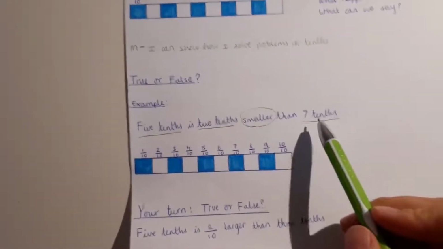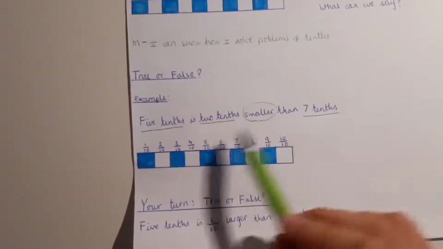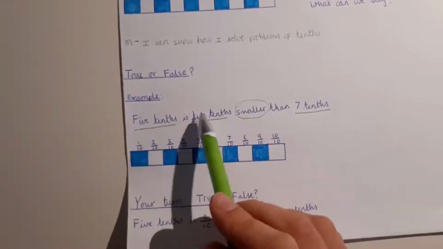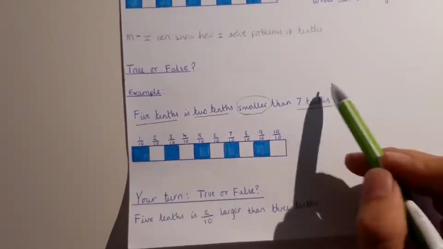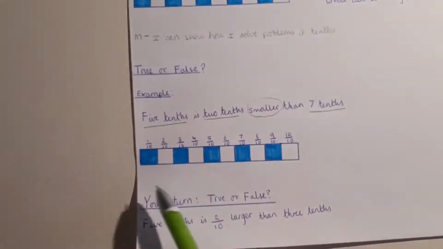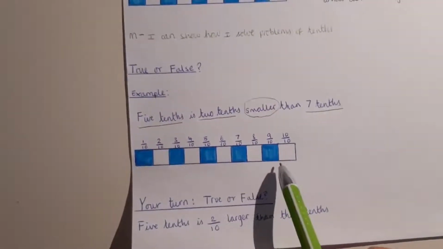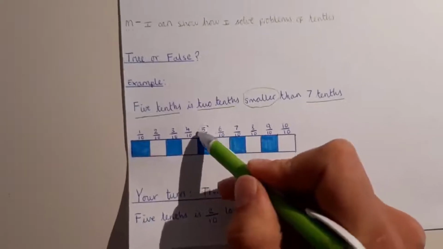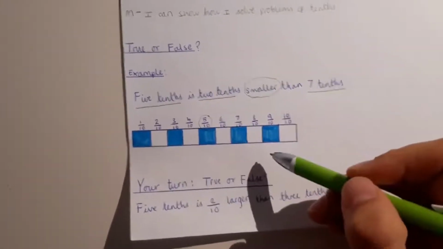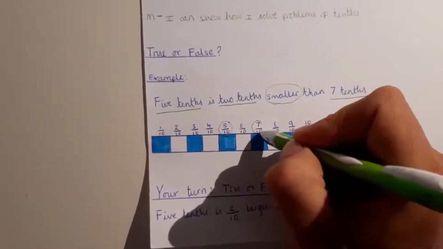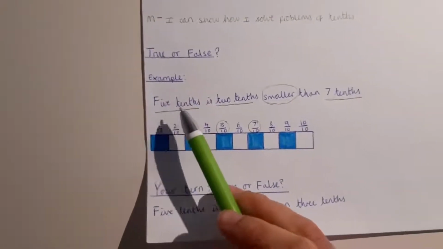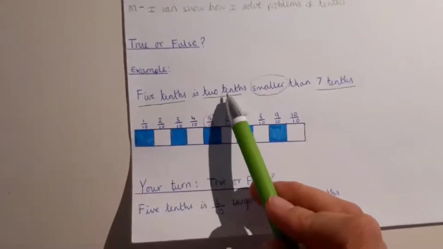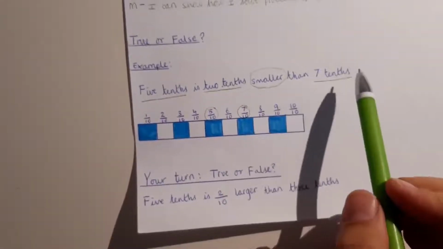So how we'd work this out is we look at what's really important in the question. So 5/10 and 7/10 are really important. So let's find them on our counting stick. We've got 5/10 is here and we've got 7/10 here. Now this question says true or false? 5/10 is 2/10 smaller than 7/10.